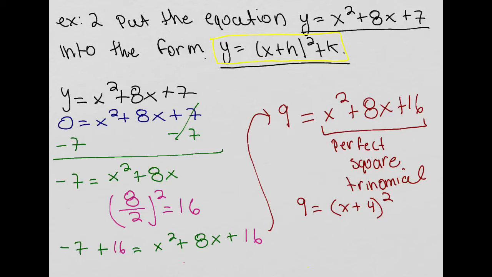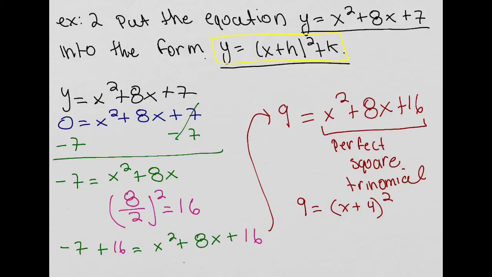Now, where do I get the x plus 4? Let's think about that. Where does that come from? Remember, the perfect square trinomial, when you factor it out, the answers are going to be the same. Factors of 16 that add to 8 is 4 and 4.